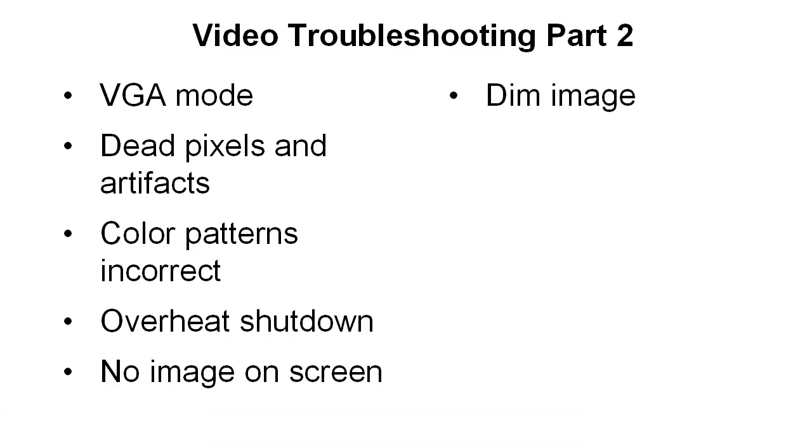Next is dim image. Well, then you're going to check the brightness, and you check that on the OSD on the screen. And this is really common on laptops. People reduce the brightness for a variety of reasons, and they might forget to increase it once they're in a darker area. So check that on the function keys on a laptop and the OSD on a monitor for a desktop.